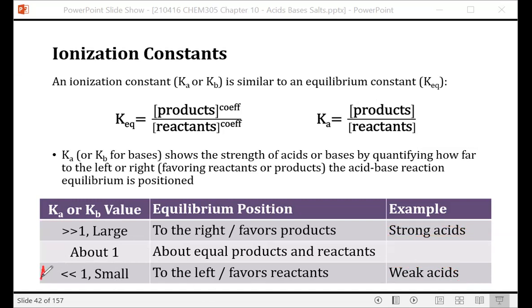And then if your Ka or Kb value is less than 1, let me just write out this reaction again. This is one you want to know how to be able to write.